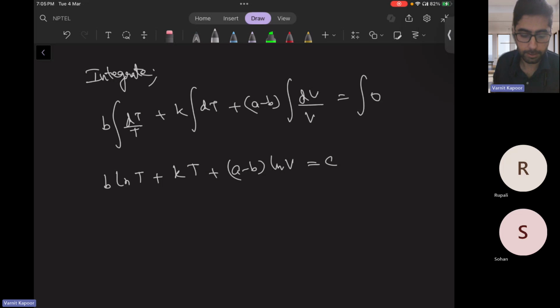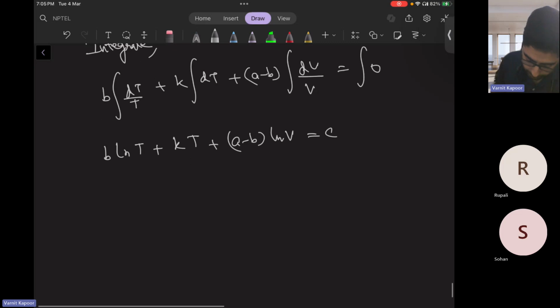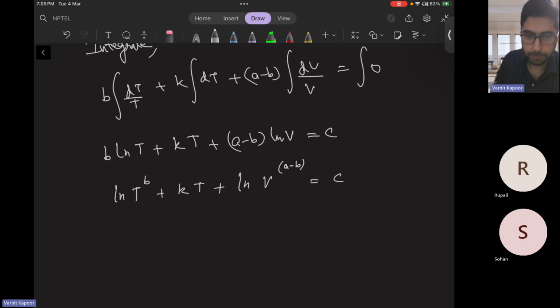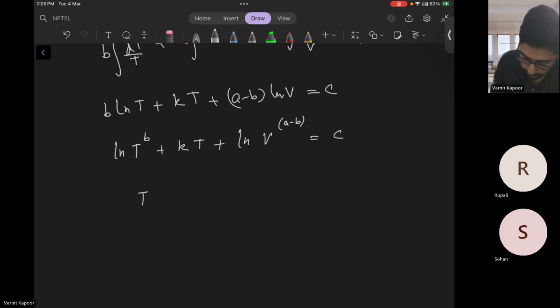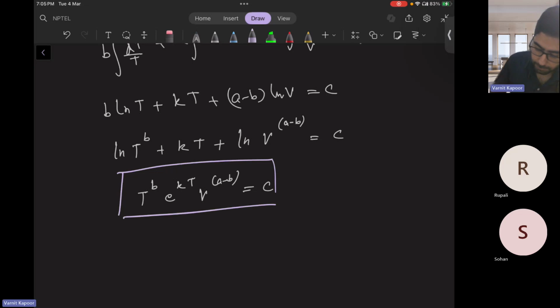All right. So now if you take the ln on the other side, you can write T to the power of B, plus KT, plus V to the power of A minus B, is equal to C. If you take the ln on the other side, it will be T to the power of B into V to the power of A minus B into e to the power of KT, is equal to a constant, which was required to be proved. Pretty simple question.